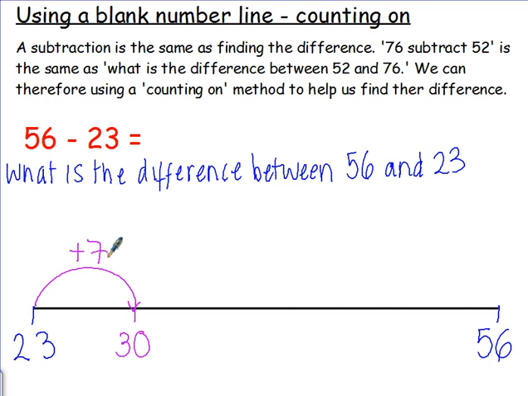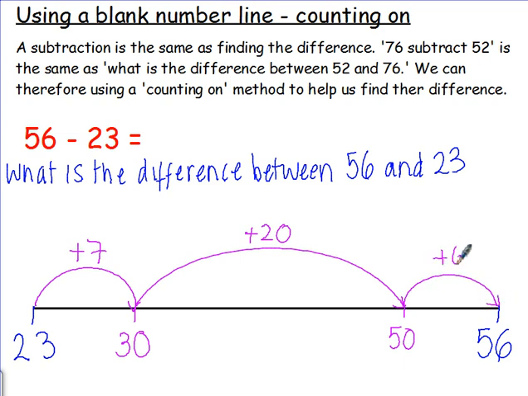I'm then looking at my tens column. 30 to 50. I'm adding on 20. Finally, 50 to 56. I'm adding on 6. Let's have a look what we added on all together. 7 and 20 and 6. Remember, we could use column addition to help us with this. If not, 20 add 7 is 27. Add another 6 is 33.